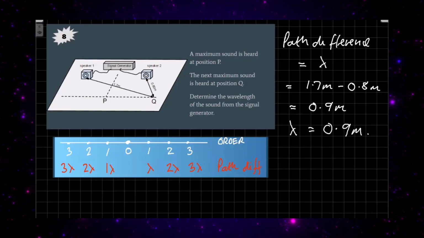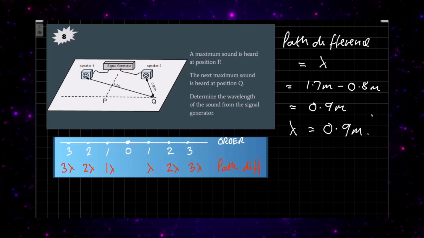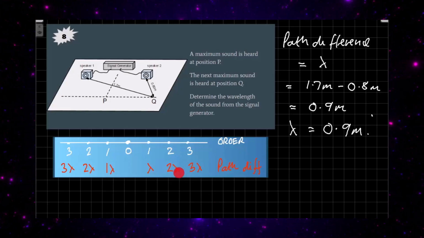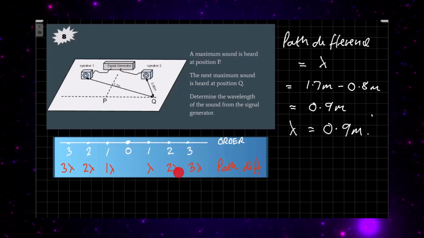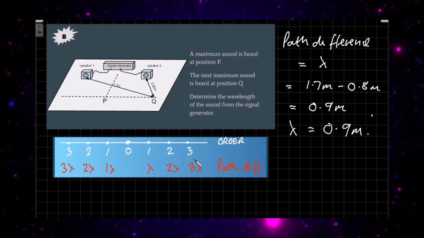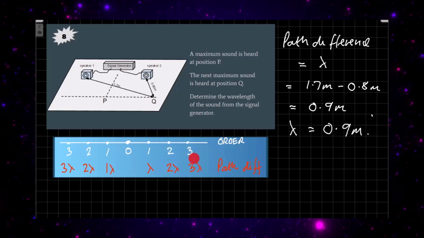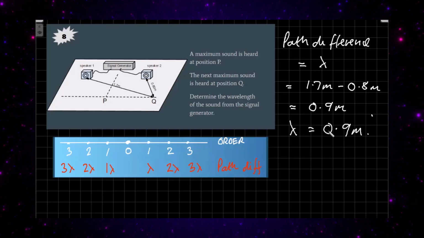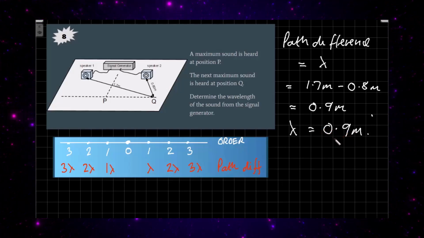Now likewise, what would be the path difference to the second maximum sound? Well, the path difference to the second maximum sound would be double the wavelength, which would be 1.8 meters. What would be the path difference to the third maximum sound if we heard that from P? Well, once again, the path difference would be 3 whole wavelengths. So that would be 3 times this wavelength here, which would be 2.7 meters.